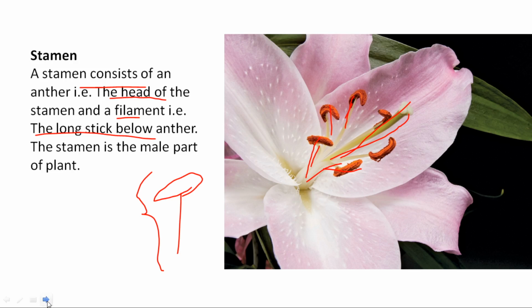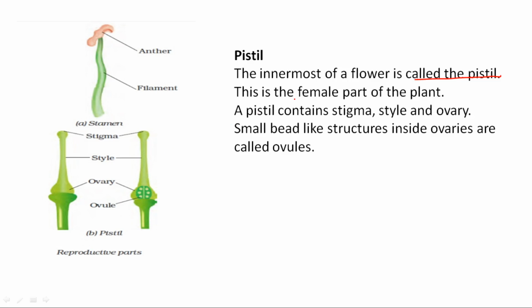Okay. So this is the female part of the plant. A pistil contains stigma, style and ovary. Look, stigma is the top rounded part. Then style is a long, stick-like part. Then ovary is the rounded part below. Inside the ovary you will find small bead-like structures. These are called ovules.